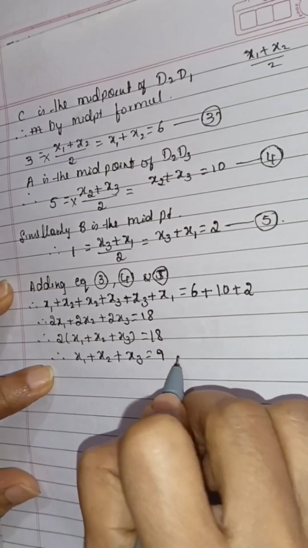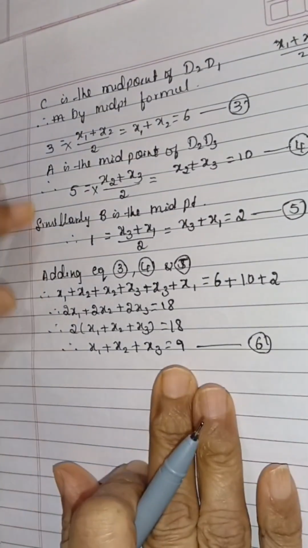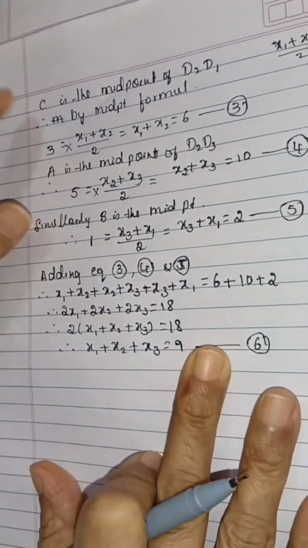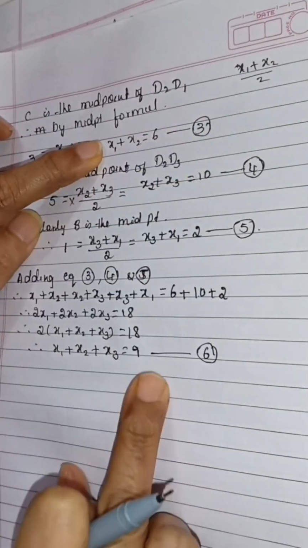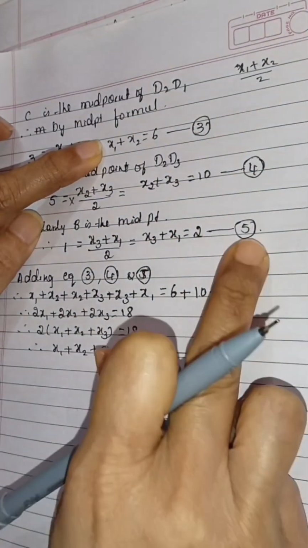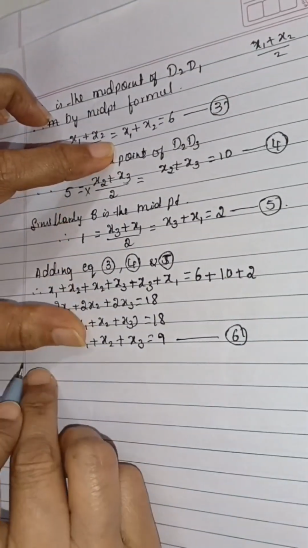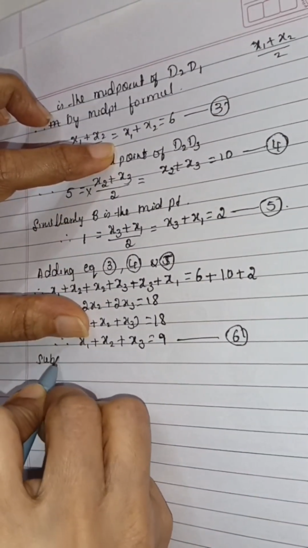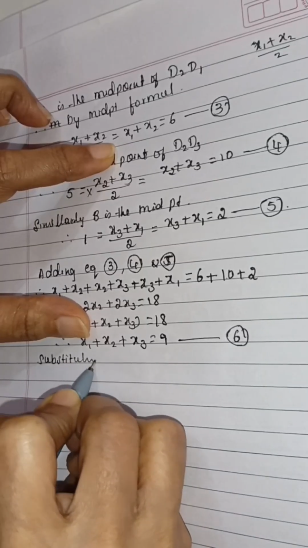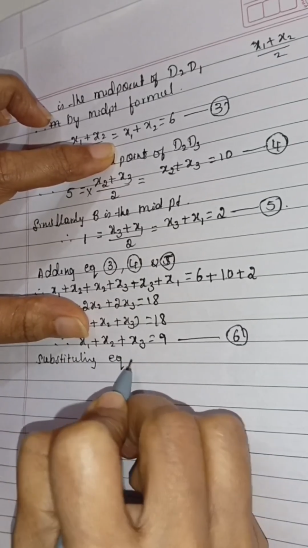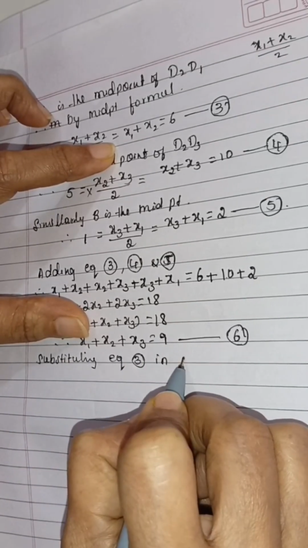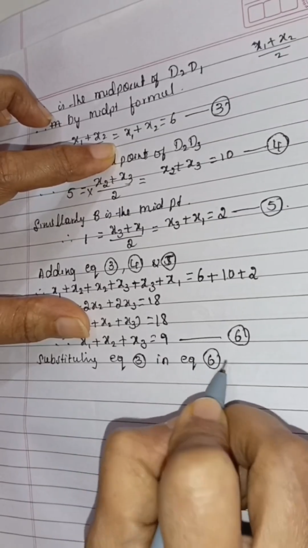Let this be equation number 6. Now substituting 3 in 6. What we have to do? Substituting 3 in 6, substituting 4 in 6 and 5 also in 6. Find out the values. So substituting equation 3 in equation 6.